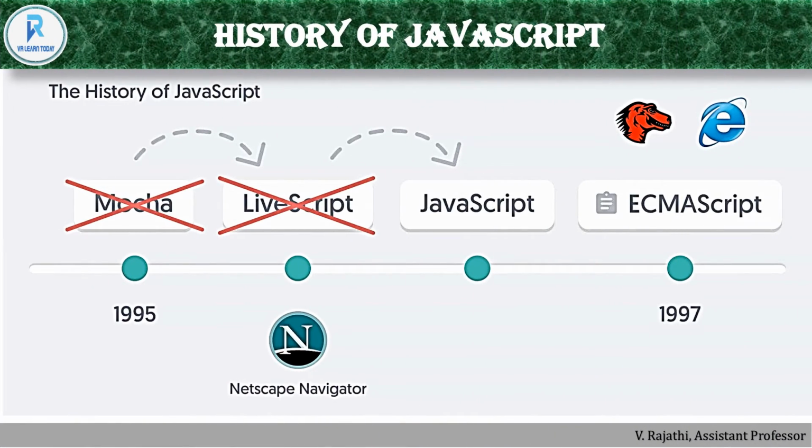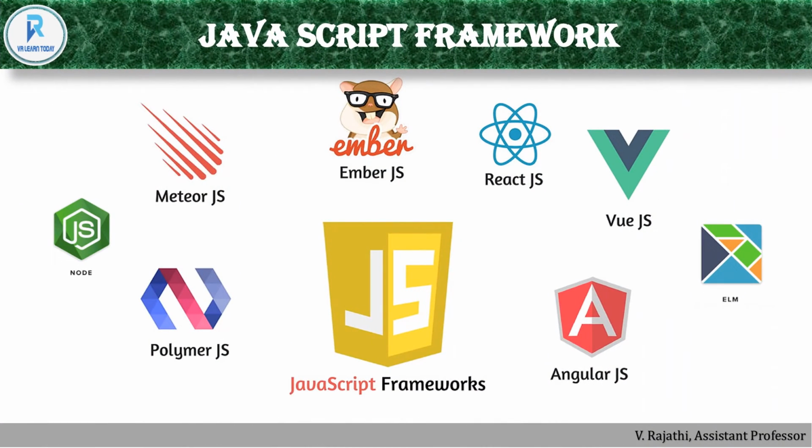Next we have to know its history. The first name was Mocha, then LiveScript, and after that the name was changed to JavaScript. These are some frameworks of JavaScript. We will discuss them later.